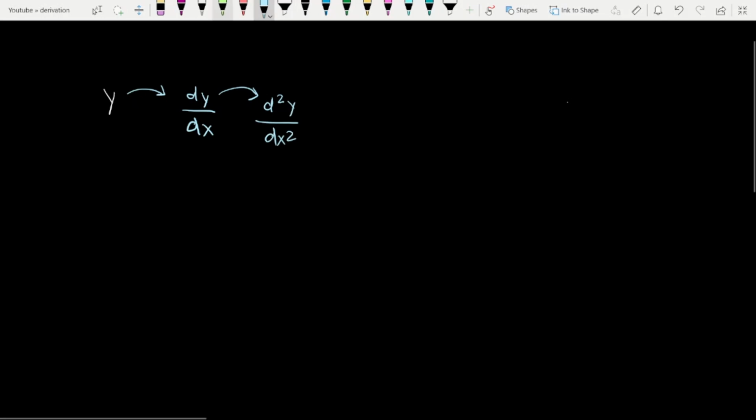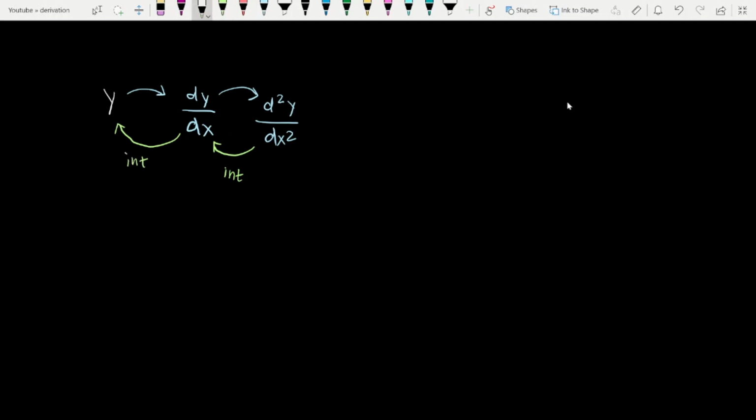So we know that if we have some equation y, then we can differentiate it and get dy by dx. And then we can differentiate it again and get the double derivative, or d squared y by dx squared. Now what integration does is it allows us to reverse this. So you could integrate the double derivative and get the single derivative, and then integrate again and get the original equation back. So let's look at how we actually do this.